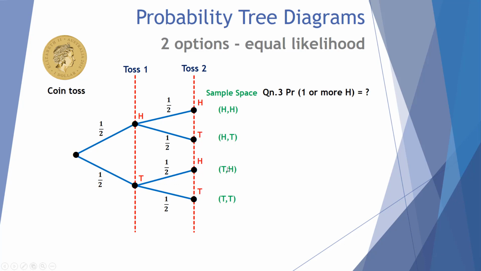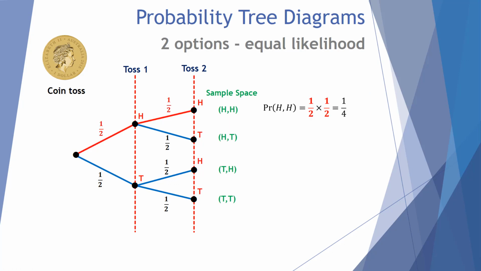Question number 3, what's the probability of throwing one or more heads? Well, we can see that there's 1, 2, 3 ways in which we can throw one or more heads out of 4 possible outcomes. So the probability of throwing one or more heads is 3 on 4, 3/4.